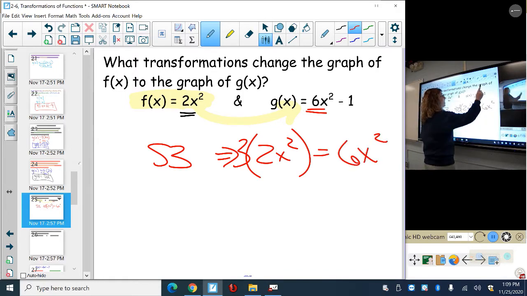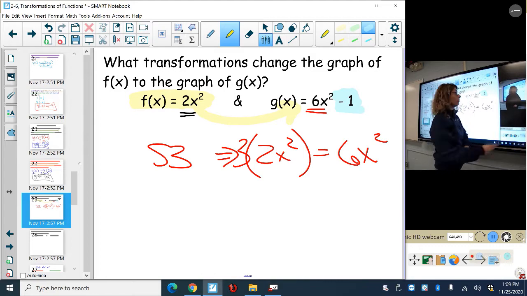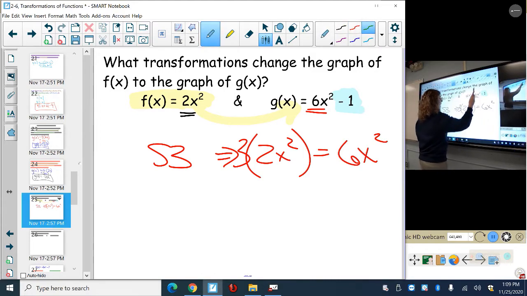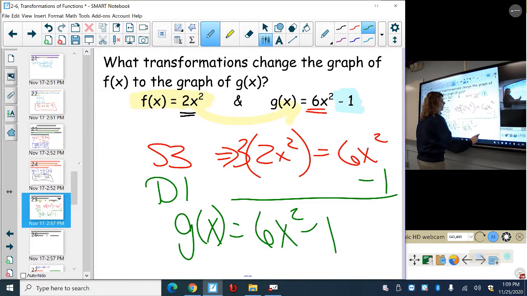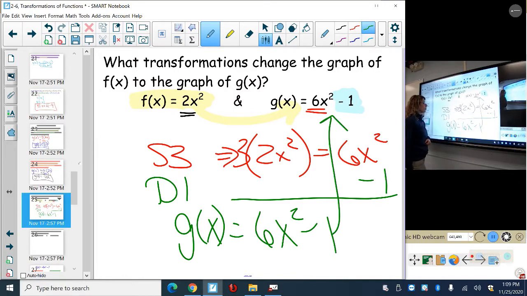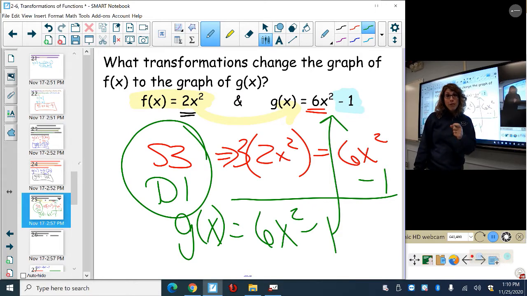Okay? But guess what? I can't forget about the -1. So now what's happening to the graph? If you said it's going down 1 unit, you would be right, because now I have a new function which is going to give you the 6x squared minus 1, which is what I was supposed to get. And I did that by stretching it by 3 first, and then secondly, I went down 1 unit.